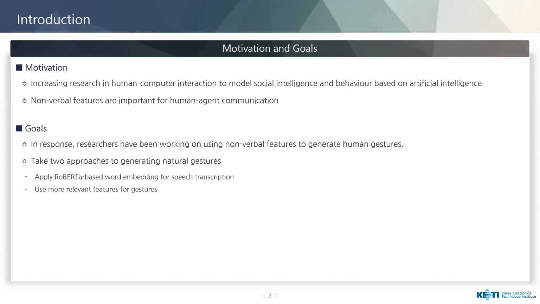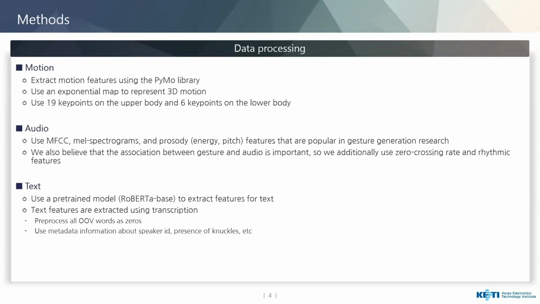While researching trends in human agent research, we noticed that a number of features are often used for human agent communication. We decided to participate in the GENEA Challenge, a challenge to generate human gestures using a number of features, and set the following goals. We aim to utilize a number of features and generate natural gestures using two approaches. The first approach applied BERT-based word embedding to extract text features, and the second approach used additional features that are highly correlated with gestures. Now let's talk about our research.